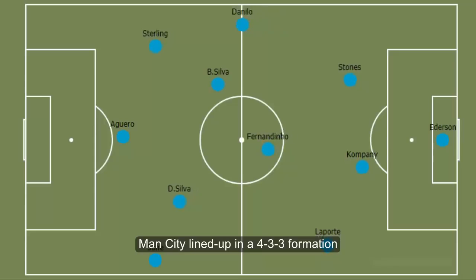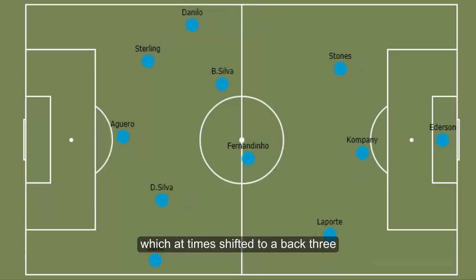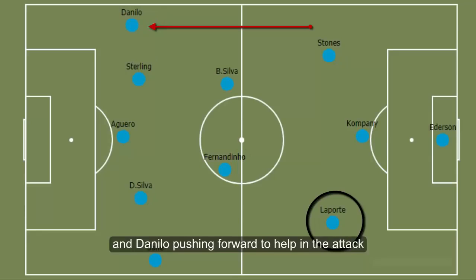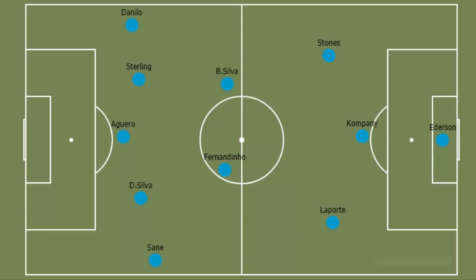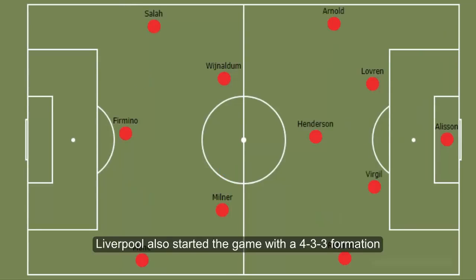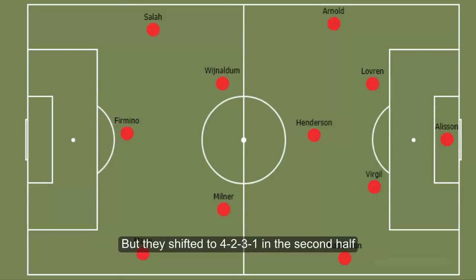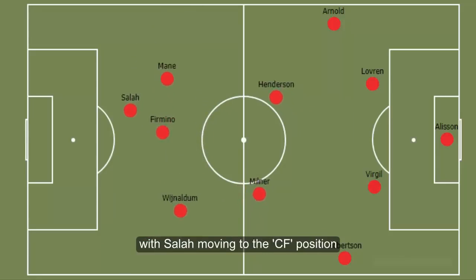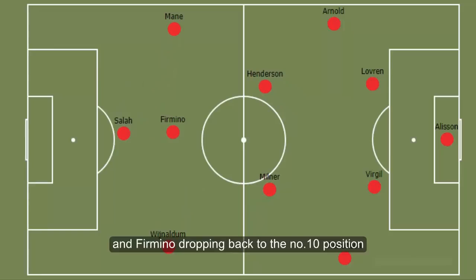Manchester City lined up in a 4-3-3 formation, which at times shifted to a back three, with Laporte moving to the left centre-back position and Danilo pushing forward to help in the attack. Liverpool also started the game with a 4-3-3 formation, but they shifted to 4-2-3-1 in the second half, with Salah moving to the centre-forward position and Firmino dropping back to the number 10 position.